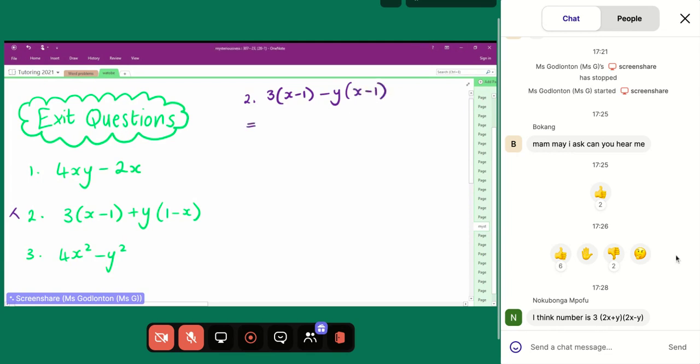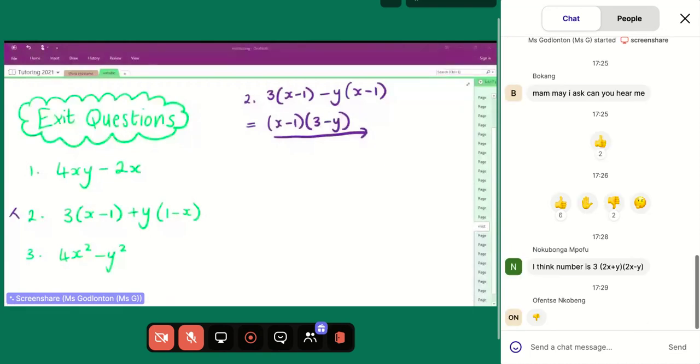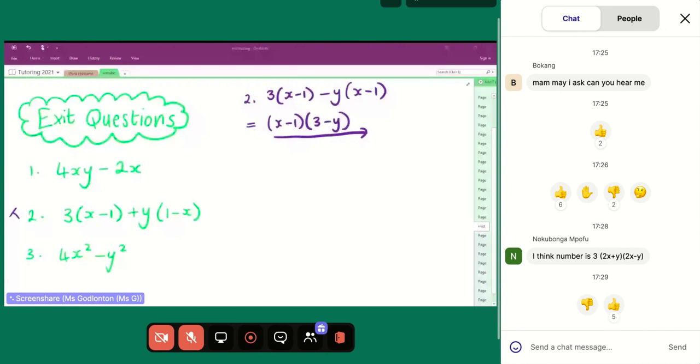Good. Okay, and so now I have a common bracket that I can take out. You take out x minus 1. Good, and what would I be left with? 3 minus y. Yay, well done. Nice job. Okay, guys, emojis again. Thumbs up if you got that right. Thumbs down if you got it wrong. Confused face. Nice. Okay. Cool.